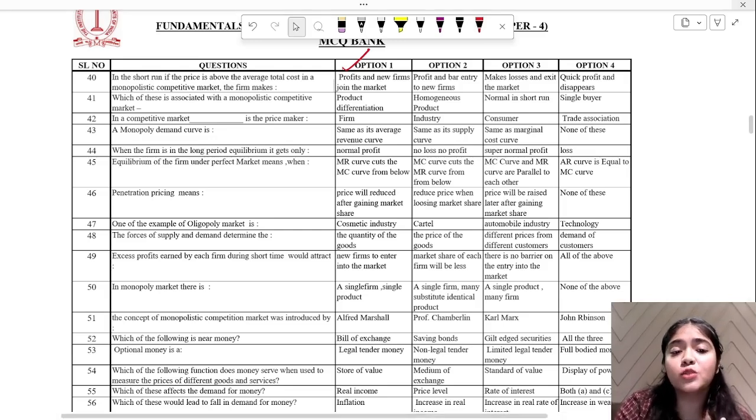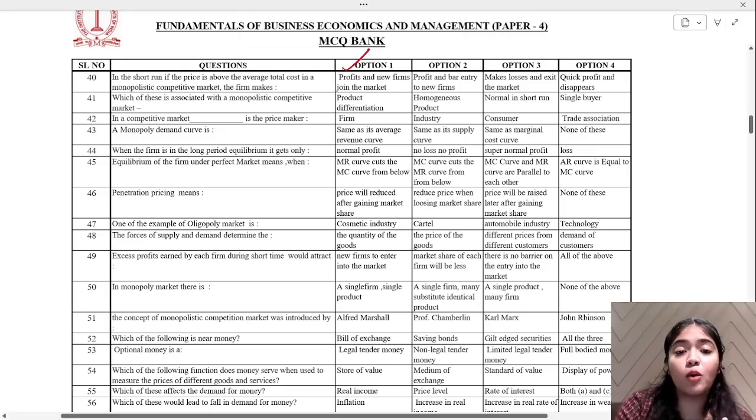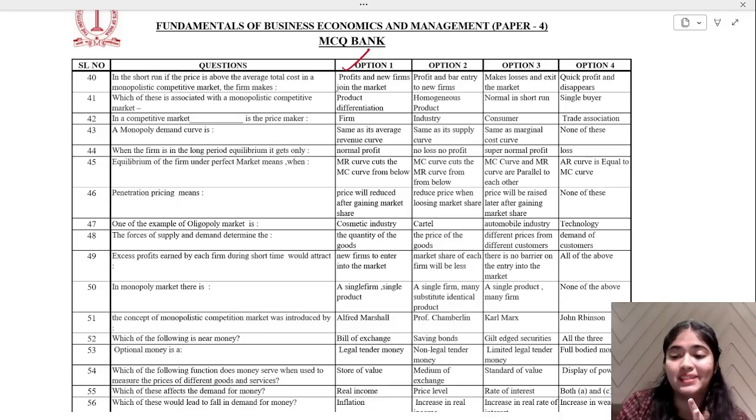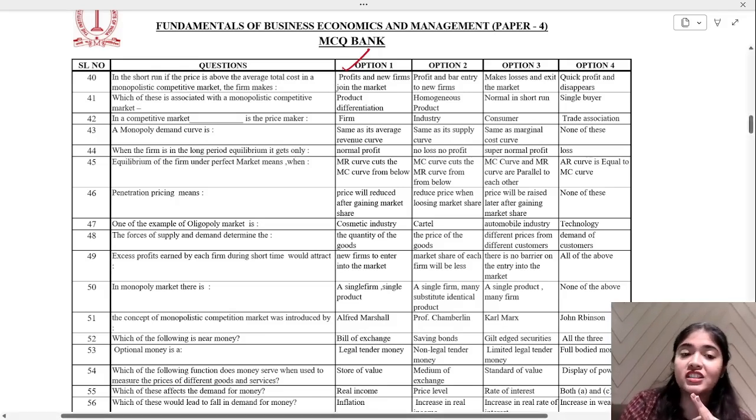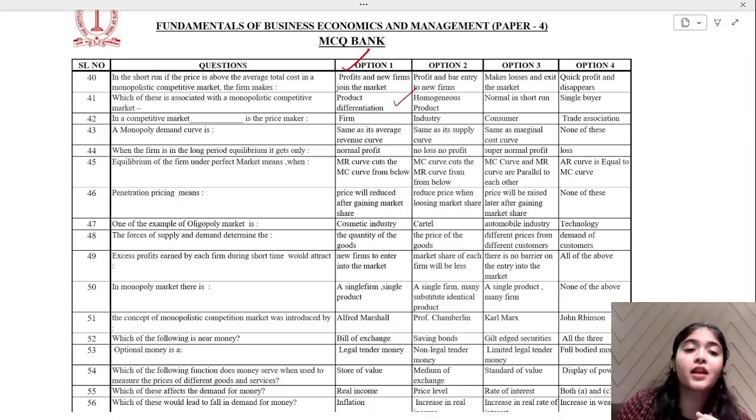Which of these is associated with a monopolistic competitive market? Product differentiation, homogeneous products, normal profit in the short run, or single buyer? Correct, product differentiation. In a competitive market, dash is the price maker. Firm, industry, consumer, or trader? Tell me. In a competitive market, your industry will be controlling. They are the price makers.